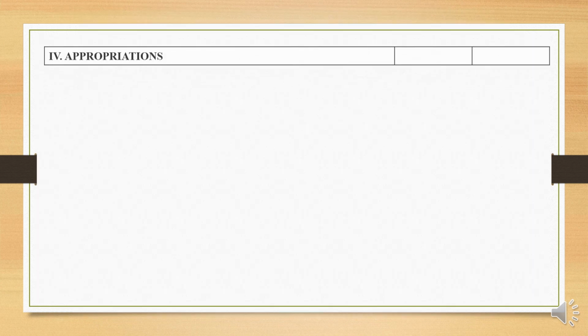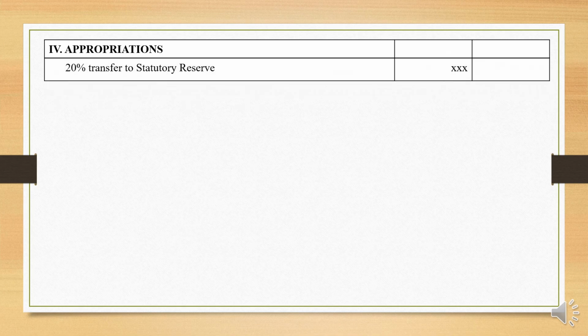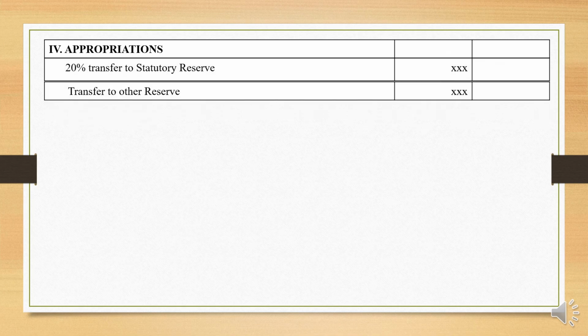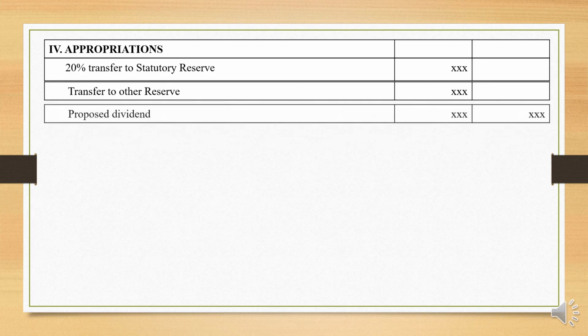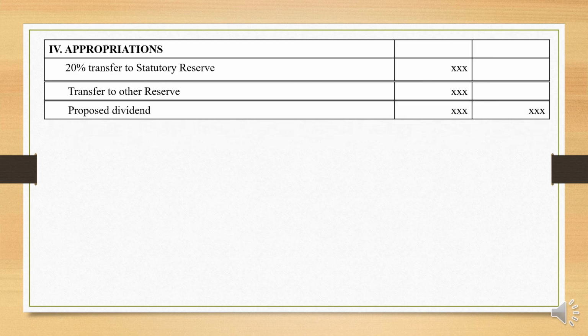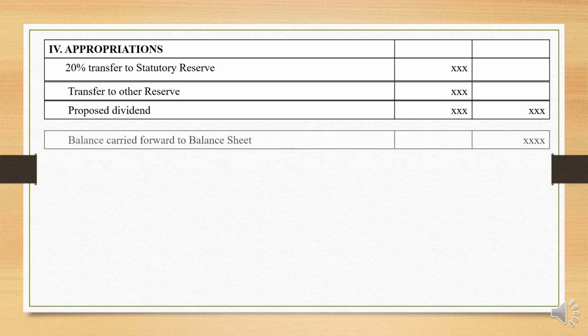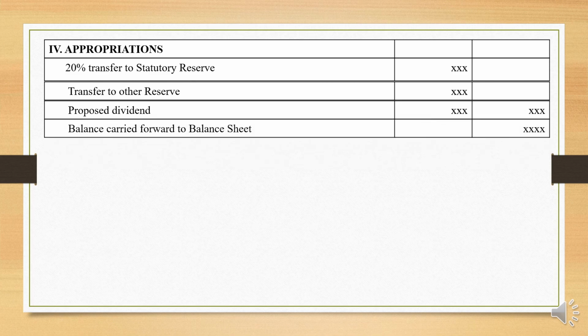Then the next item is appropriations. From the current year profit, 20% is to be transferred to reserve. Then the remaining, if there is any other transfer, that should be written. Then proposed dividend, so that we will get the total. Then balance carried forward to the balance sheet.